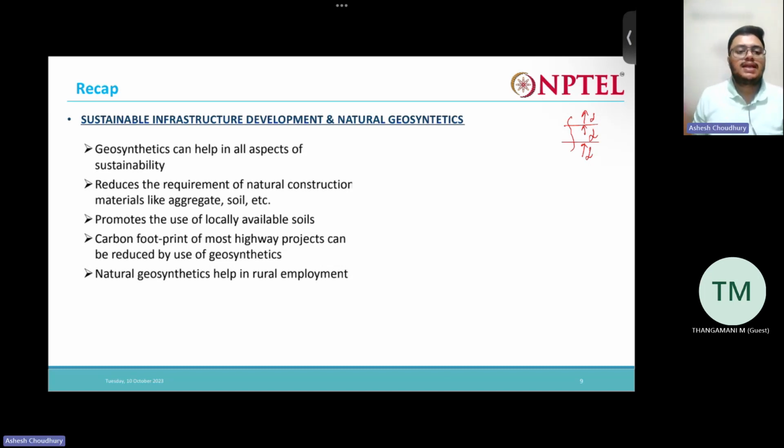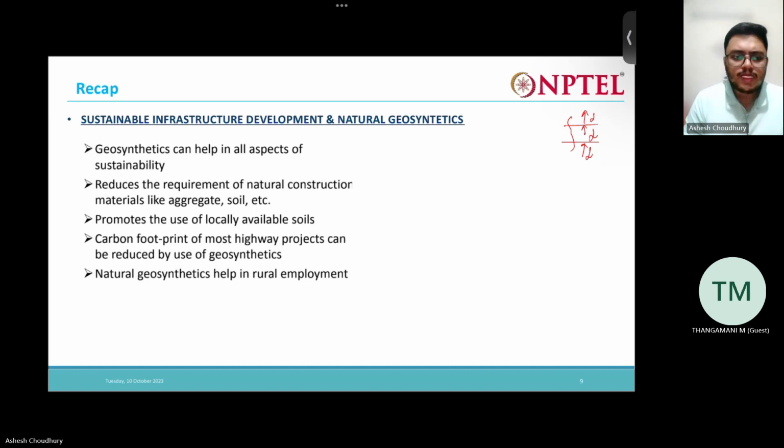Now, what is sustainability? Sustainability means that whatever natural resources we are using, our future generations should also be able to use them. So we have to ensure that our future generations also have access to them. Geosynthetics can help in all aspects of sustainability. How? They reduce the requirement of natural construction materials like aggregate, soil, etc. You already saw this, right?